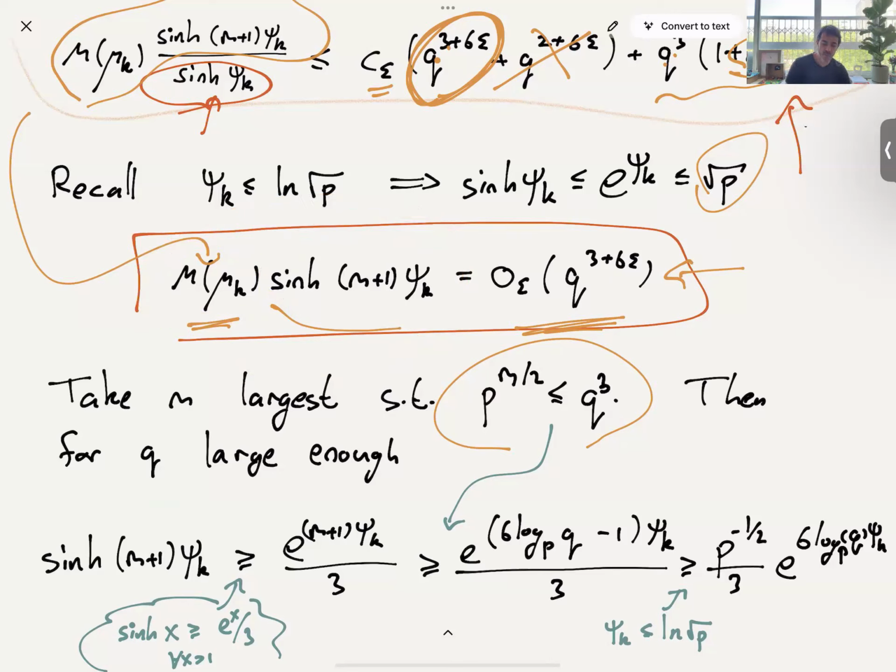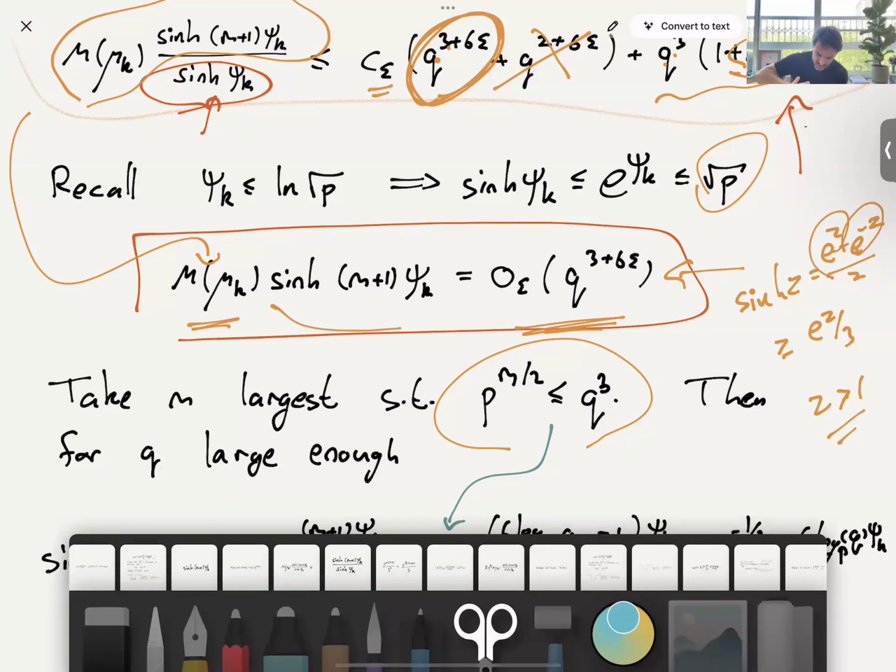Right, so this hyperbolic sine of m plus 1 times psi k, as I said before, the hyperbolic sine is e to the z minus e to the minus z over 2. Before we used an upper bound, but now we're going to use a lower bound, which is, say, e to the z over 3. I mean, because this is smaller than that when z is at least 0.5 something, but let's say when z is at least 1, that's the case. You need to go away from 0 a little bit, but after that, you're fine.